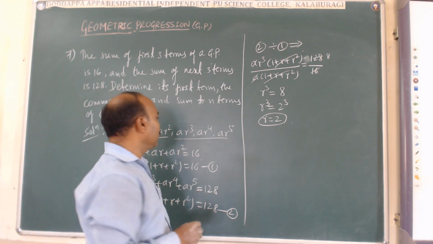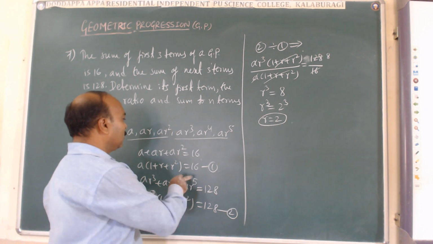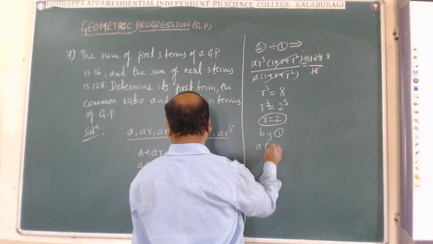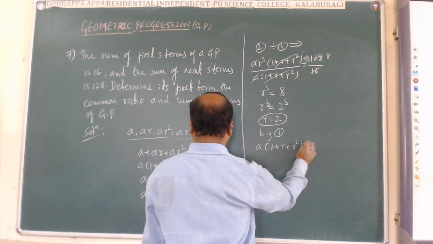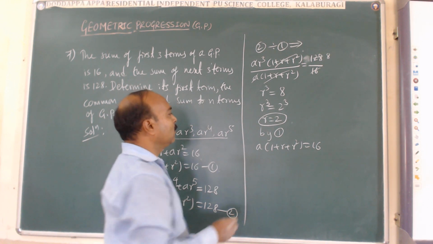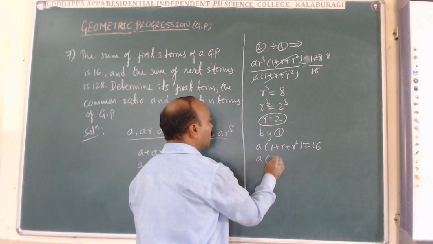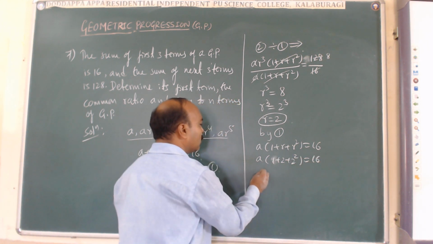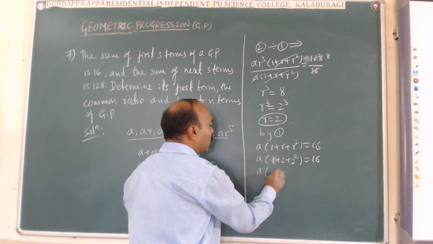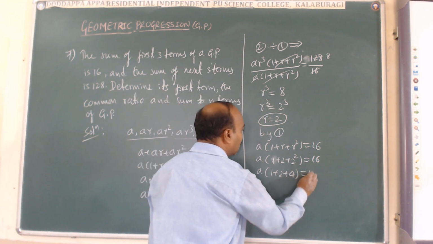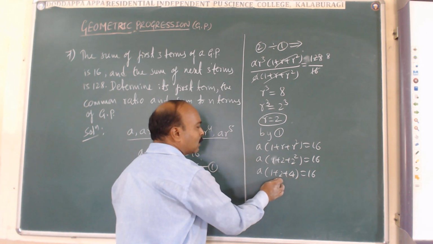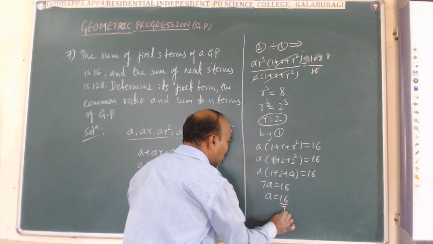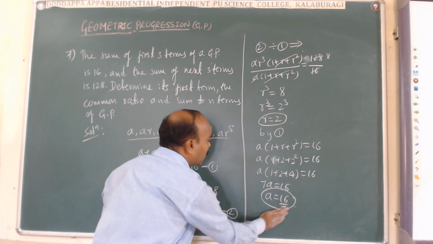Next we go for the first term. For that you can use any equation. By equation 1 we can get the value of a: a into 1 plus r plus r square equal to 16. Now put the r value: a into 1 plus 2 plus 2 square equal to 16. a into 1 plus 2 plus 4 equal to 16. It is 7, so 7a equal to 16. Therefore a equal to 16 by 7. So this is the value of a.